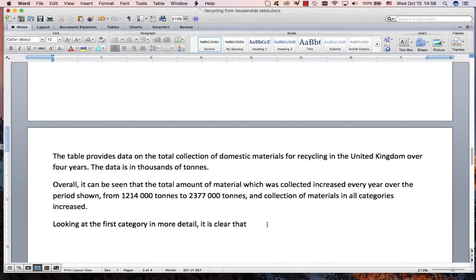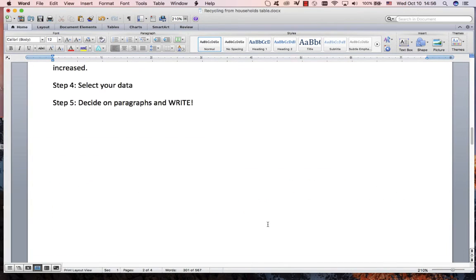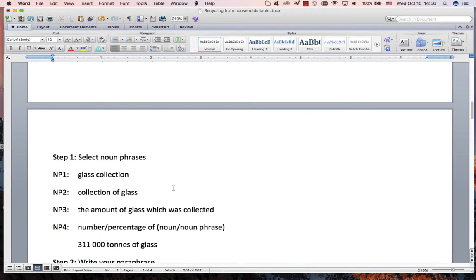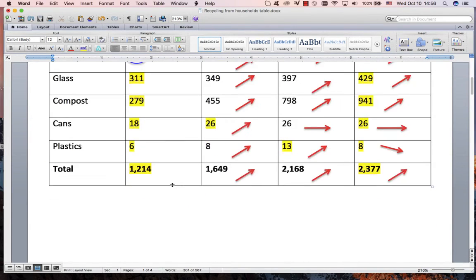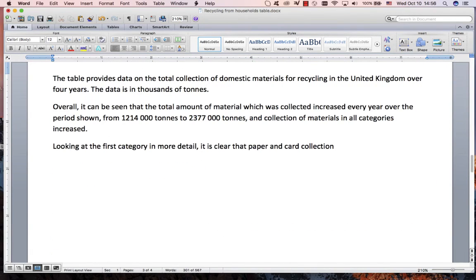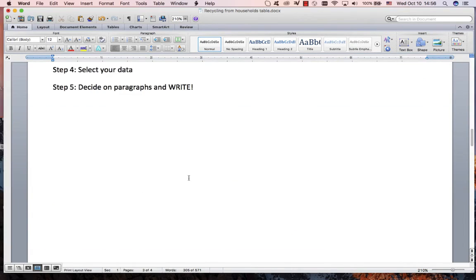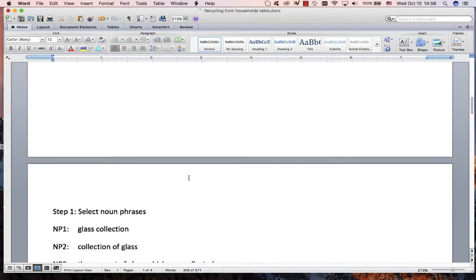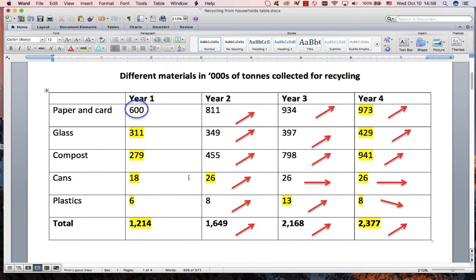And now we want our noun phrase. So which one should we choose? Let's just choose one, doesn't matter. Paper and card collection. Before I do that, let's see if we can see a most. We want to have some comparisons. Remember, we want a comma which. So for this, we want to say, which was the largest increase on the table? So which one increased the most?